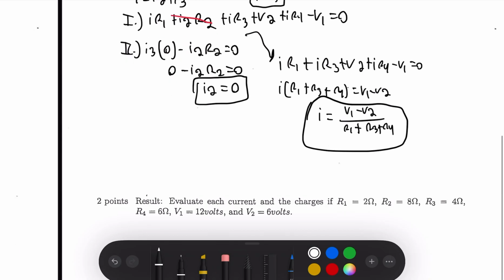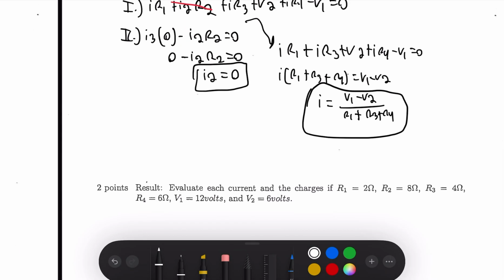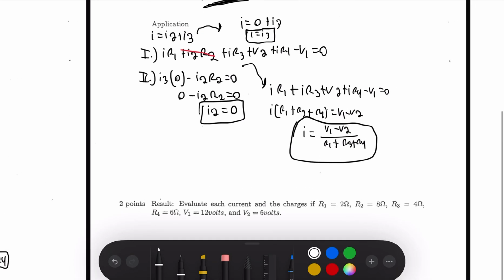Yep. And then the second part is just asking you to plug in numbers, but that is pretty easy to do once you have the equation. So I'm just going to skip over that part and go to some more challenging problems that aren't circuits.